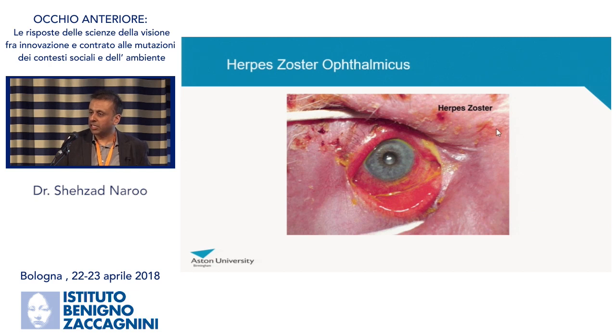The herpes zoster is usually associated with older patients and usually has some skin association as well. So usually this one you will see quite obviously. When you look on the cornea, you'll see some ulceration, but certainly you will see some skin problems as well around the eyes.